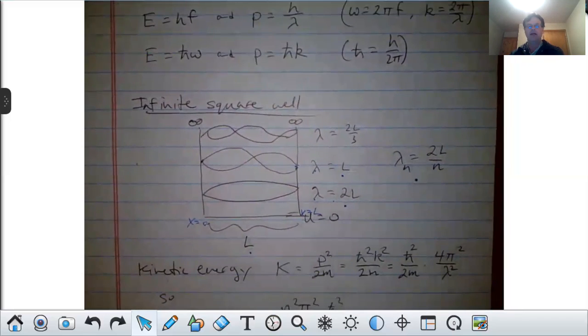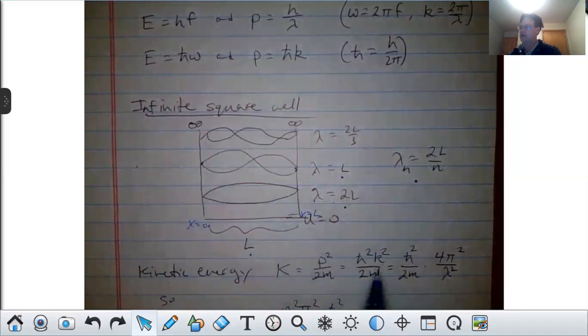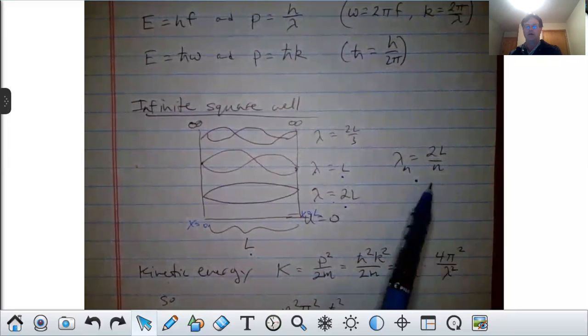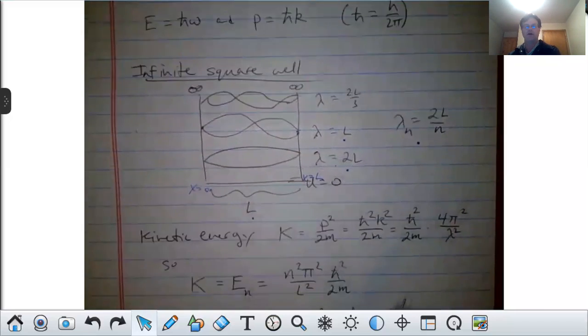Now, if I want to calculate the kinetic energy of this electron, kinetic energy is 1/2 mv squared, or I could write it as p squared over 2m, since p is m times v. Plugging in my momentum-wavelength relation, h bar k, this becomes h bar squared k squared over 2m. Now I plug in 2 pi over lambda. Squaring that, I get 4 pi squared over lambda squared. But for this problem, the wavelength is 2L over n.